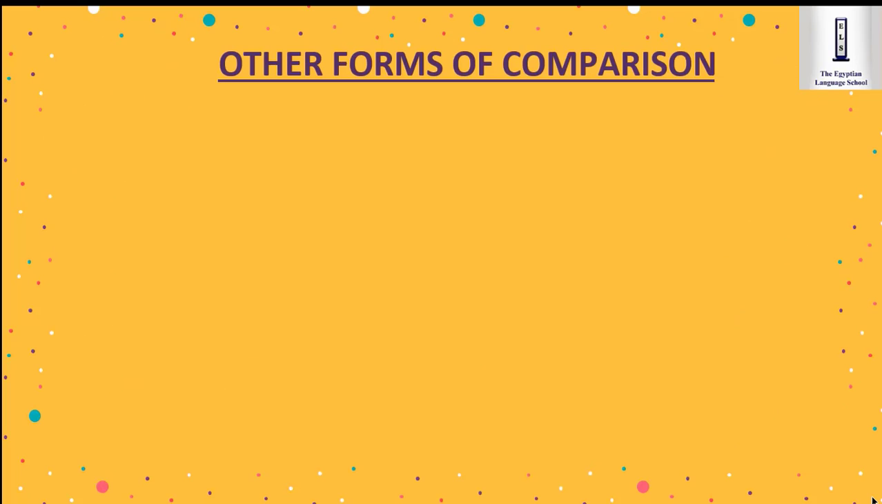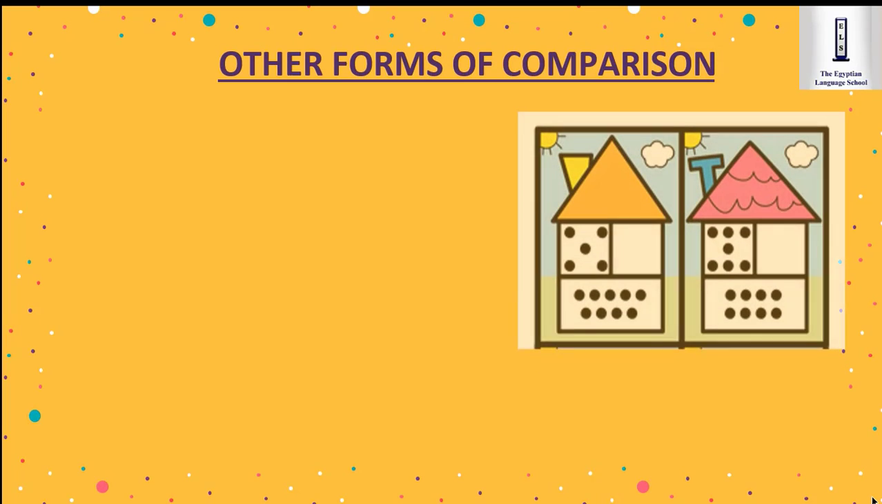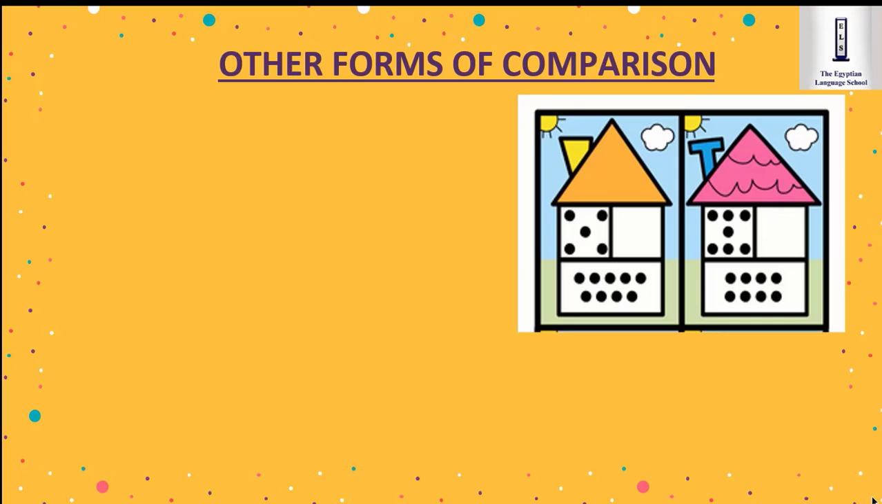Finally, there are other forms of comparison. Here we use as to show similarity. If we look at the two houses, we will find that both of them are the same and equal. So we will say, our house is as big as yours. Take care that whenever we use as, we use the adjective in between in the base form.